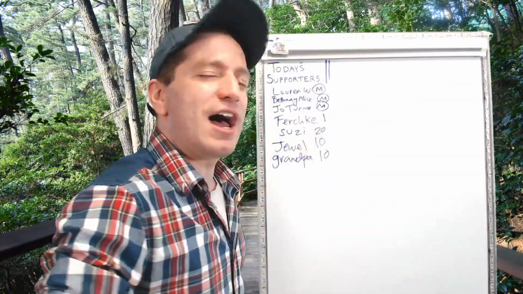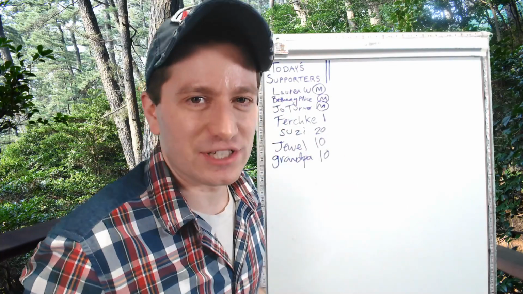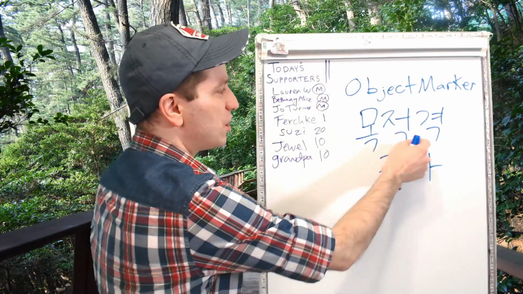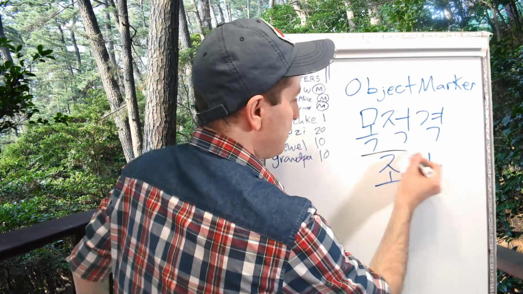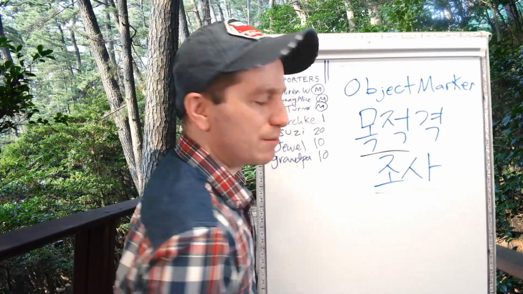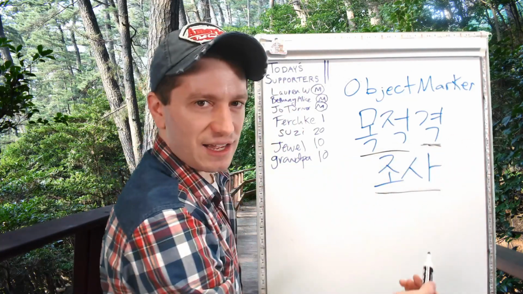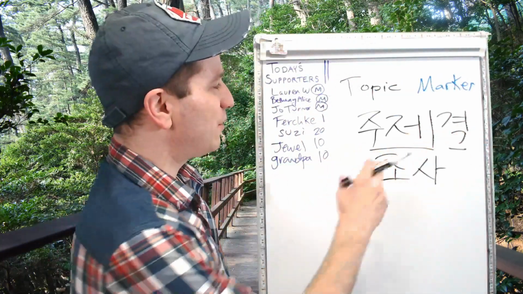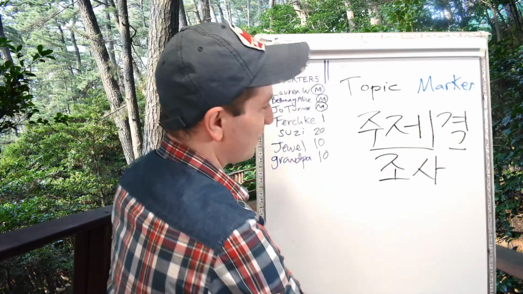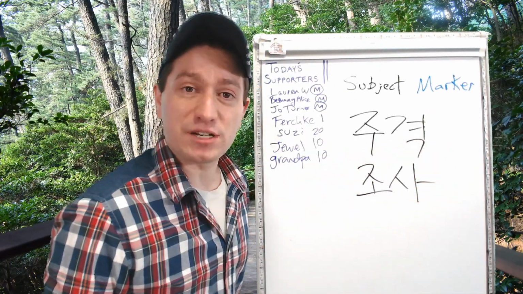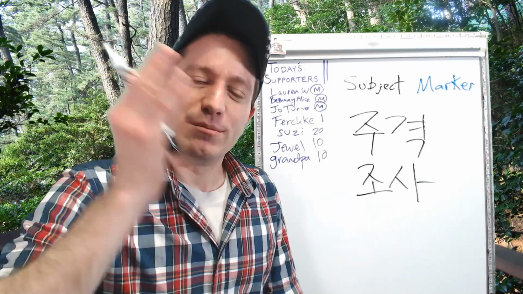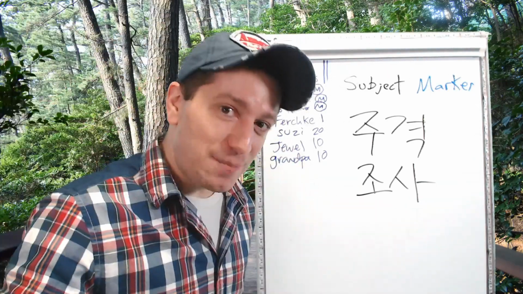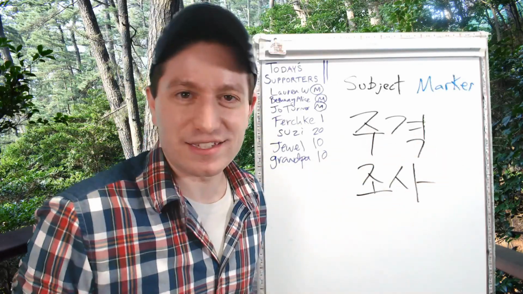You really do not need to know these next things we're going to learn. And that is some language terms. The object marker is 목적격 조사. 목적 means a goal. And then 조사 means a marker. 목적격 조사, object marker. 주제격 조사, topic marker. 주격 조사 is subject marker. So again, all three. 목적격 조사, object marker. 주제격 조사, topic marker. And now we have 주격 조사, subject marker.